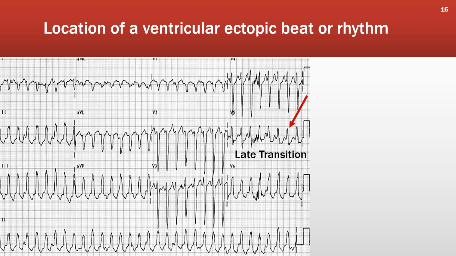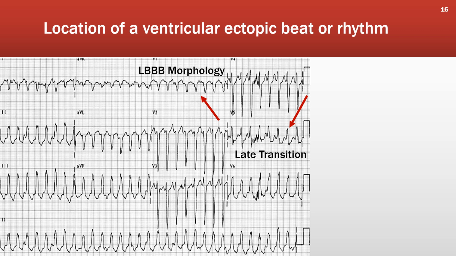We see right off the bat that we have a late transition. The QRS complex in lead V4 is primarily negative. In lead V5, it's mostly positive. And by the time we get to lead V6, it is a monophasic R wave. So we have a late transition. We also have left bundle branch block morphology in lead V1.